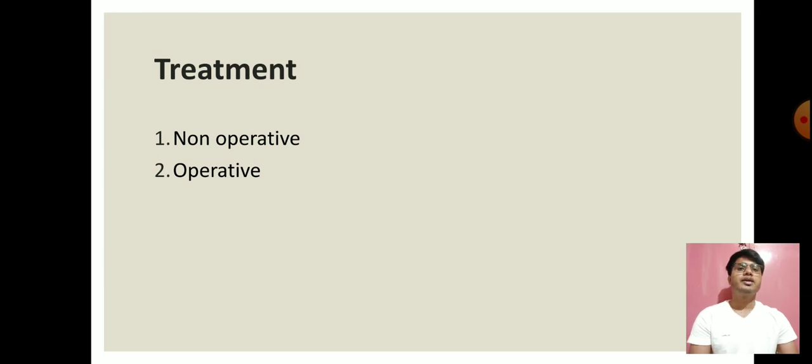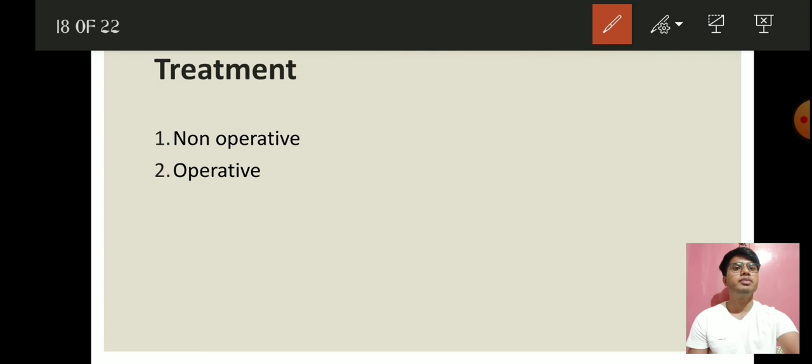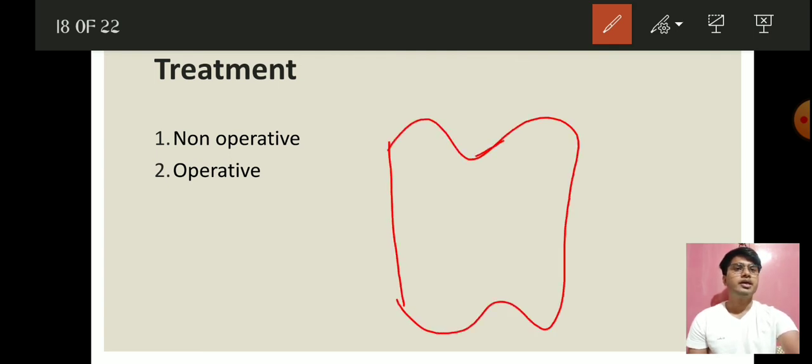And in the treatment, we have two types of treatment: non-operative and operative. Basically operative treatment is preferred. Non-operative treatment is done only in the case of initial tooth decay. Okay, so if the infection has not spread deep, suppose this is a tooth, okay, and the tooth decay is on the surface, then the non-operative treatment can work.